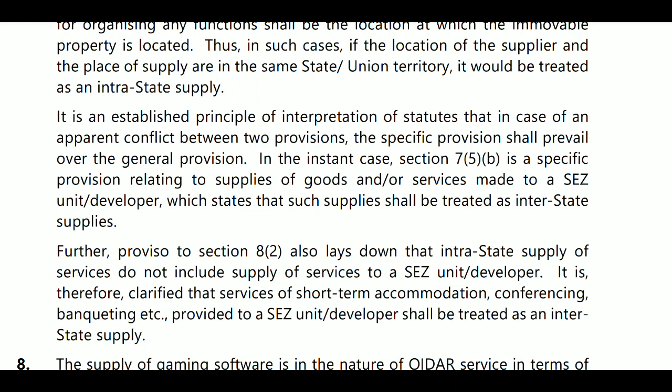So when there is a conflict between two sections, the specific provision shall prevail over the general provision. In the present case, section 7(5) is the specific provision relating to supply of goods and services made to such developers and units, which states that such supply shall be treated as interstate supply. But section 12(3) will be the general provision.